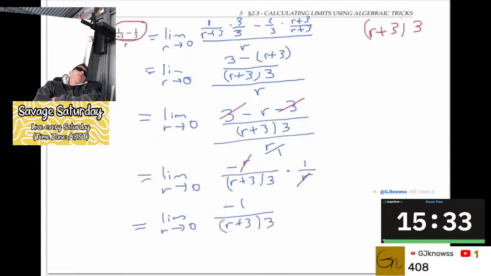So finally, I'm in a good position, because now I can just go ahead and let r go to 0, and by plugging in r equals 0, I have a limit of negative 1 over 0 plus 3 times 3, or negative 1/9.